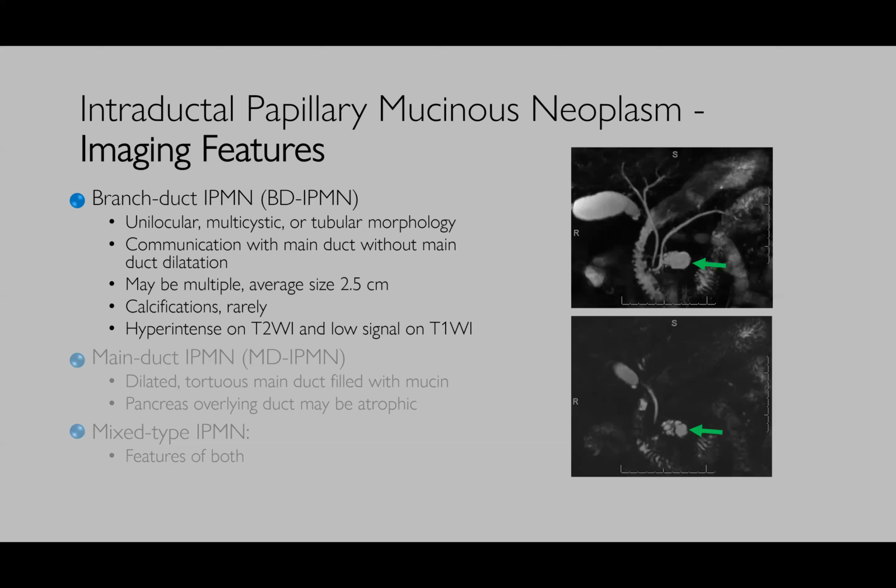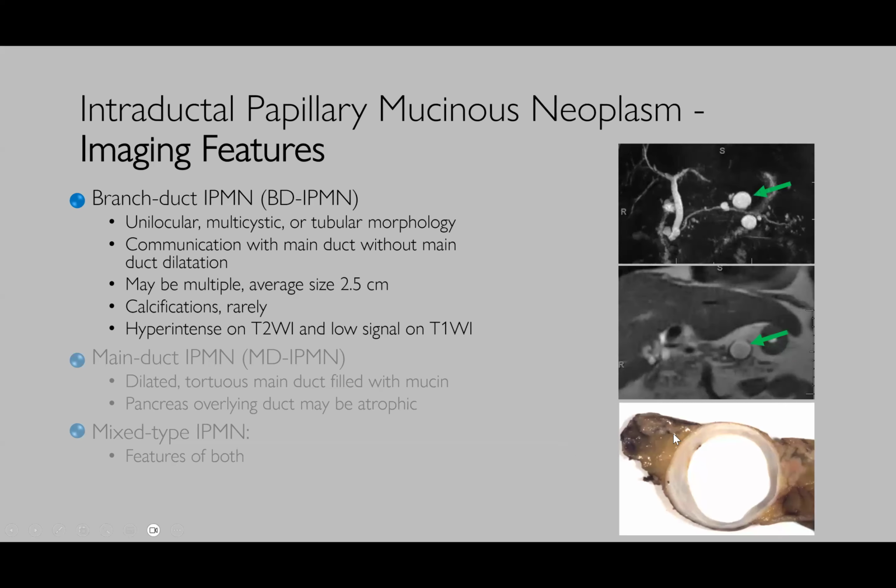So in the branch duct IPMNs, you have excessive mucin secretion by that particular branch duct that has the neoplastic ductal epithelium, and this becomes a cystic lesion. You can either have a unilocular cystic lesion, it could be a multiloculated lesion, may have a lot of internal complexity with septations, or it can be completely simple, just a unilocular cyst. You may have one lesion or you may have multiple, so it's either unifocal or multifocal branch duct IPMN.